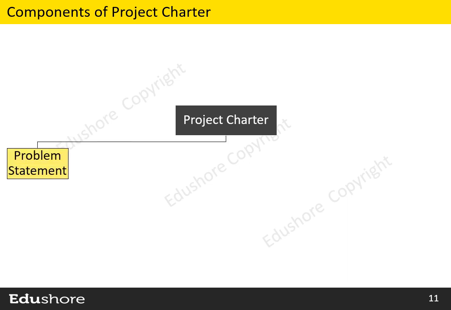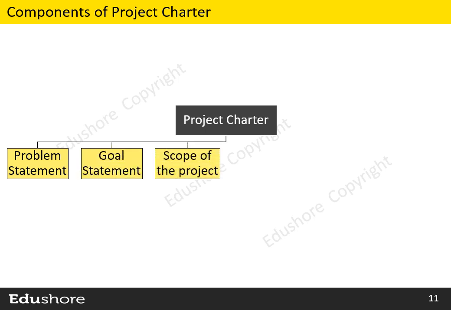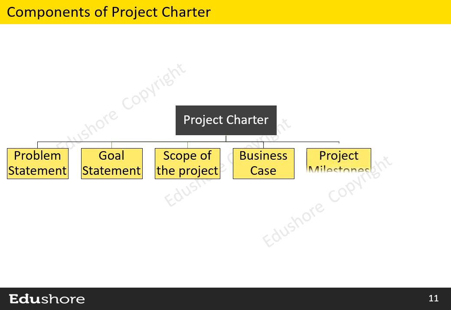A project charter is an executive summary document which clearly describes all the details about the Lean Six Sigma project. The project charter has following components: problem statement, goal statement, scope of the project, business case for the project, project milestones, and the team structure for the Lean Six Sigma project. We will understand each component in detail now.